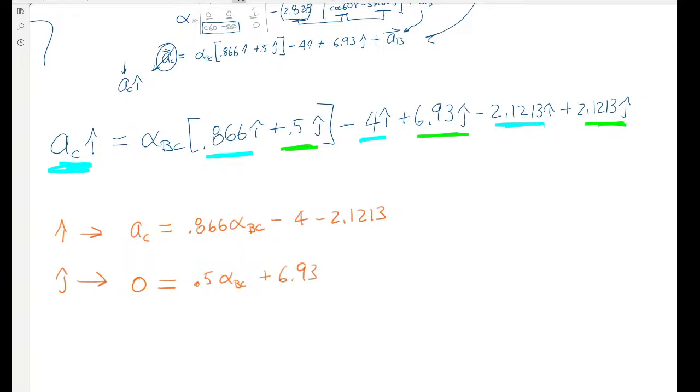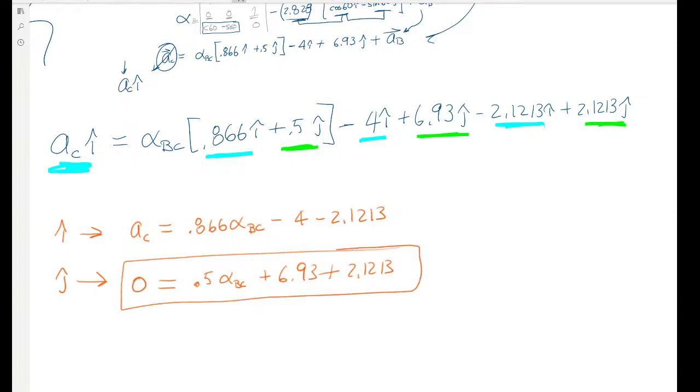0.693 and plus 2.1213. All right. Well, normally I would form two equations and two unknowns and solve them out. But it looks like I don't have to do that right here.